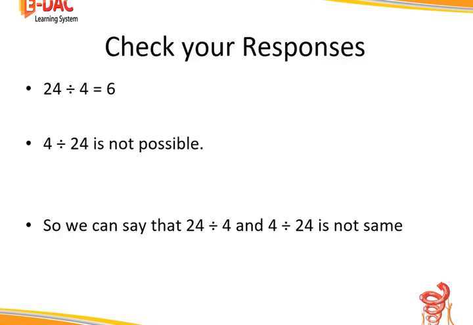Check the responses here. So 24 divided by 4 is equal to 6, wherein 4 divided by 24 is not possible. Why? Because 24 is greater than 4. So we can say that 24 divided by 4 is not the same as 4 divided by 24. Hence, for division also, the commutative property does not follow the same rule.